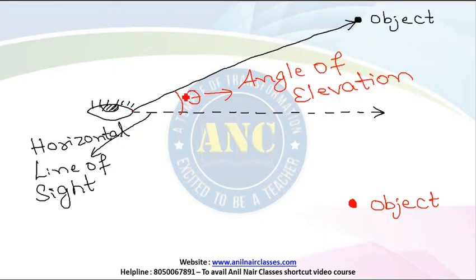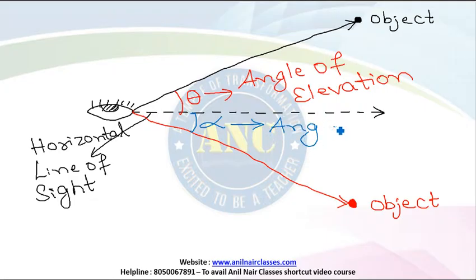Now it is in the downward direction because the object is down. That means from his eyesight he will start looking at this object downwards. Now this downward line I have written also makes some angle with respect to this horizontal line of sight. Suppose I call that angle alpha. This alpha is called the angle of depression.